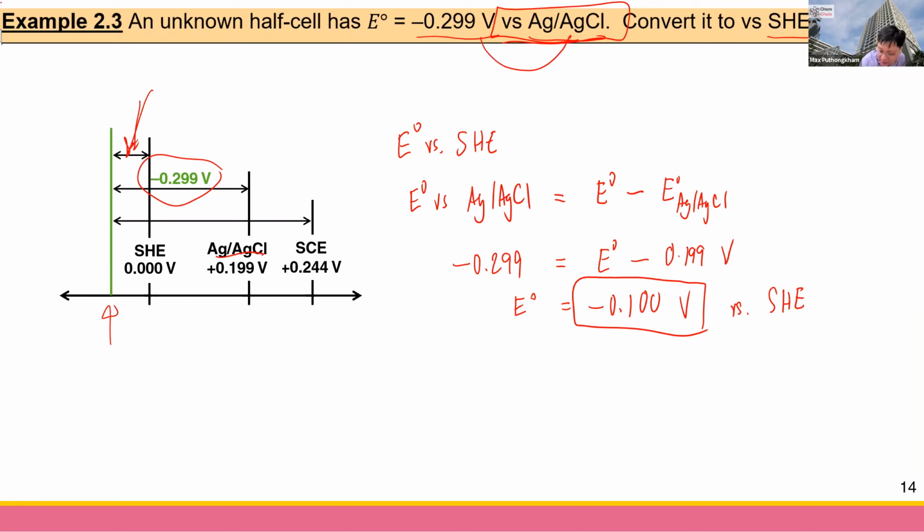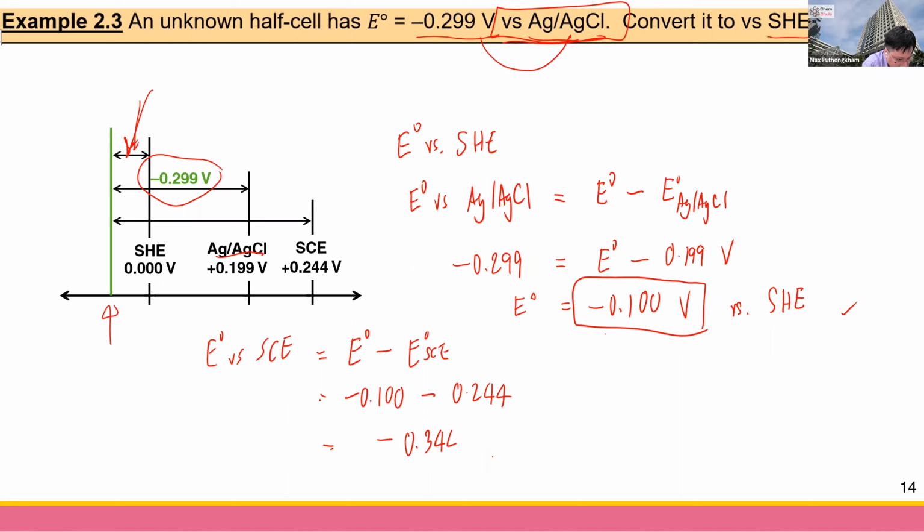Now, once we know this, you can find the one versus calomel electrode. It is going to be similar. It is equal to the electrode potential against the hydrogen electrode minus the electrode potential of the calomel. So we just find minus 0.1 volt minus 0.244 volt. So you get minus 0.344 volt versus calomel.